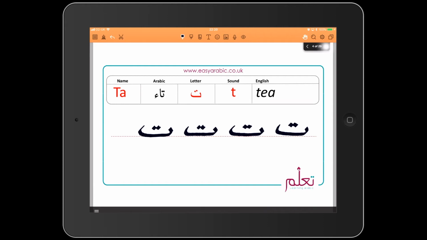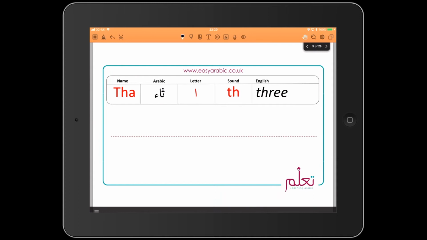The next letter that we have is the letter tha, T-H-A. The way you do that is try and put your tongue between your teeth. Tha. The sound is T-H as in three, tha. Writing the letter is again very similar to the ba and the ta. We start like this, and this time we have 3 nuktas. Tha.